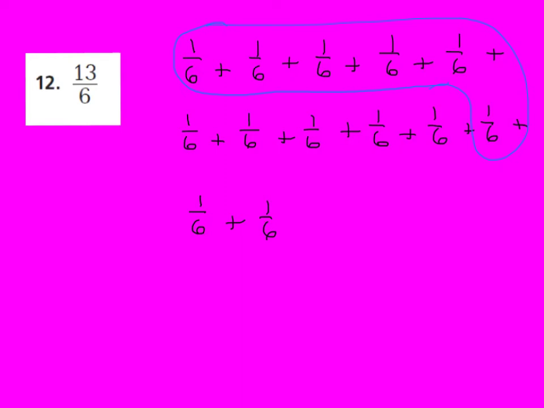And let's see if we can make another group of 6/6. 1, 2, 3, 4, 5, 6. So it looks to me like I have 1 whole, 2 wholes, and 1/6 left over. 2 wholes and 1/6. And that's just like saying 13 divided by 6 equals 2 wholes, and there would be 1 left over. And 2 times 6 is 12, plus 1 is 13.